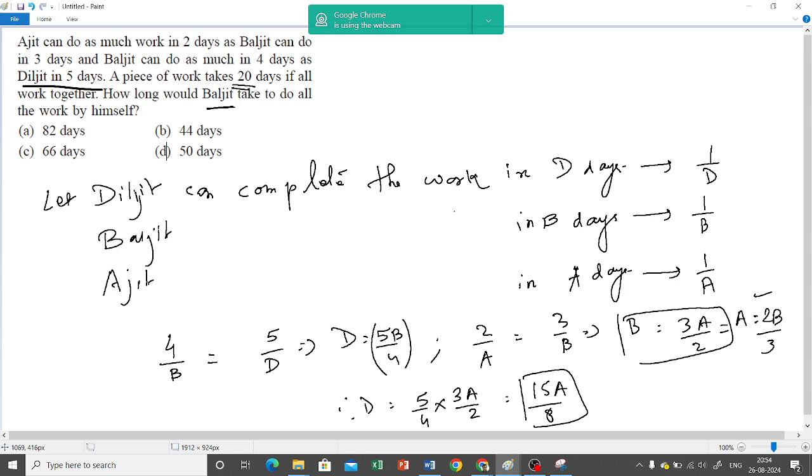তাহলে কি হচ্ছে দেখো, Diljit can complete the work in D days. I'm assuming that Diljit can complete the whole work in D days. So what is the 1 day work of Diljit?